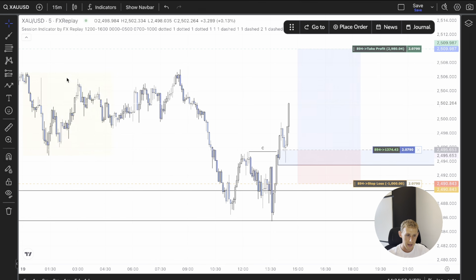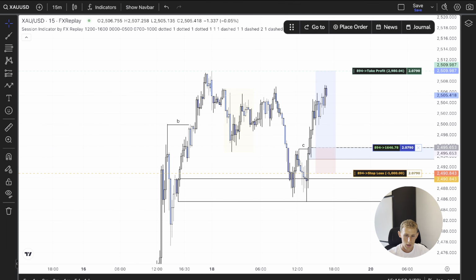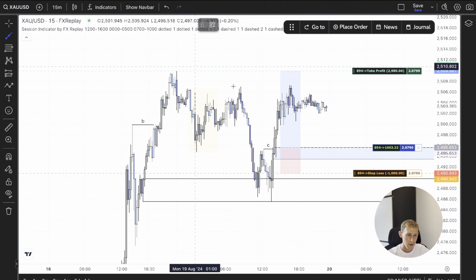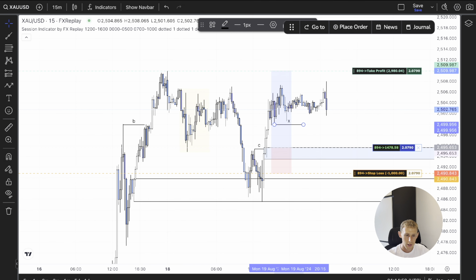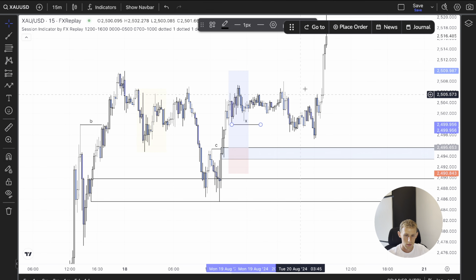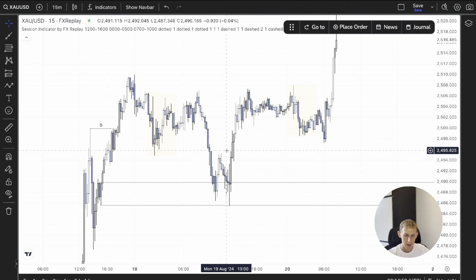There we go. So it respected the demand first of all. Let's have a look if it continues. If you missed this first entry, I would look for a sweep of these lows to get back in to target the high. Yeah, there you go. So you can see that played out. London swept Asia. We've got that rally over to the upside. There was probably another entry here, but because we were in this first one, I wouldn't have taken that.